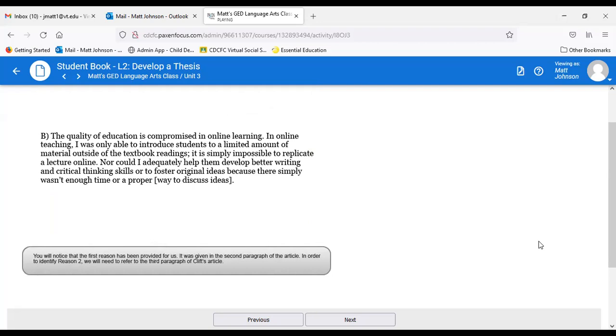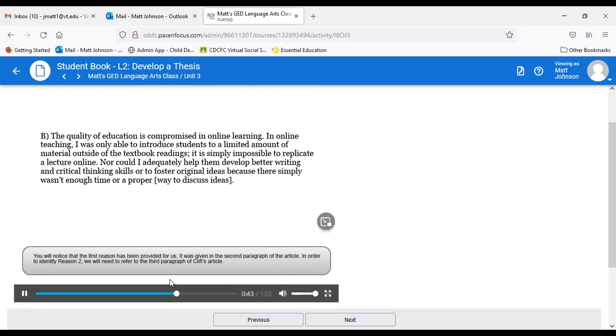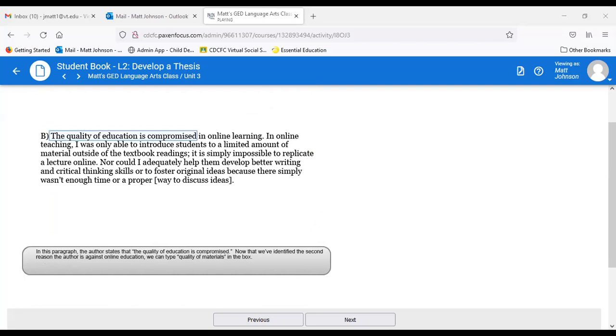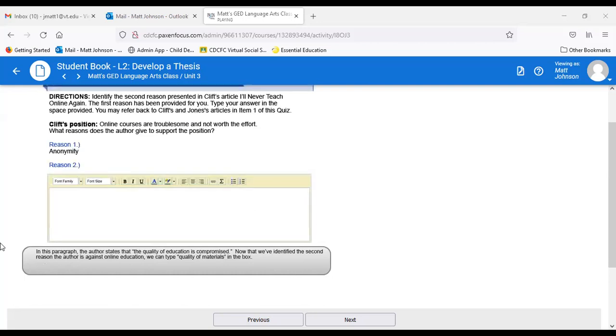In order to identify reason 2, we will need to refer to the third paragraph of Cliff's article. In this paragraph, the author states that the quality of education is compromised. Now that we've identified the second reason the author is against online education, we can type quality of materials in the box.